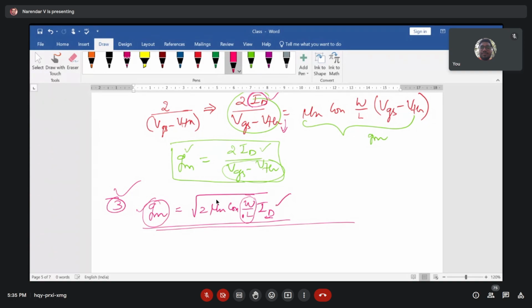Okay, so this is all about the transconductance of your MOS transistor, and we will start building different single stage amplifiers with these concepts. Okay, so we'll stop the session here and we'll meet in the next class.